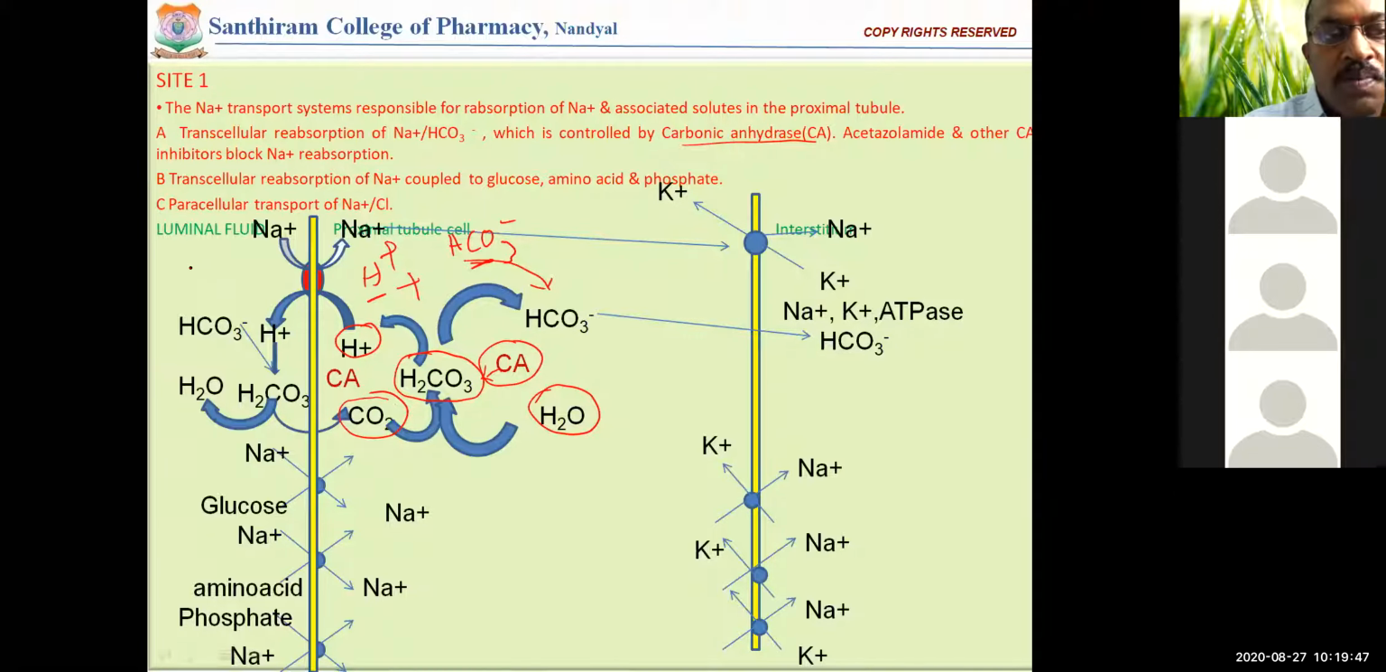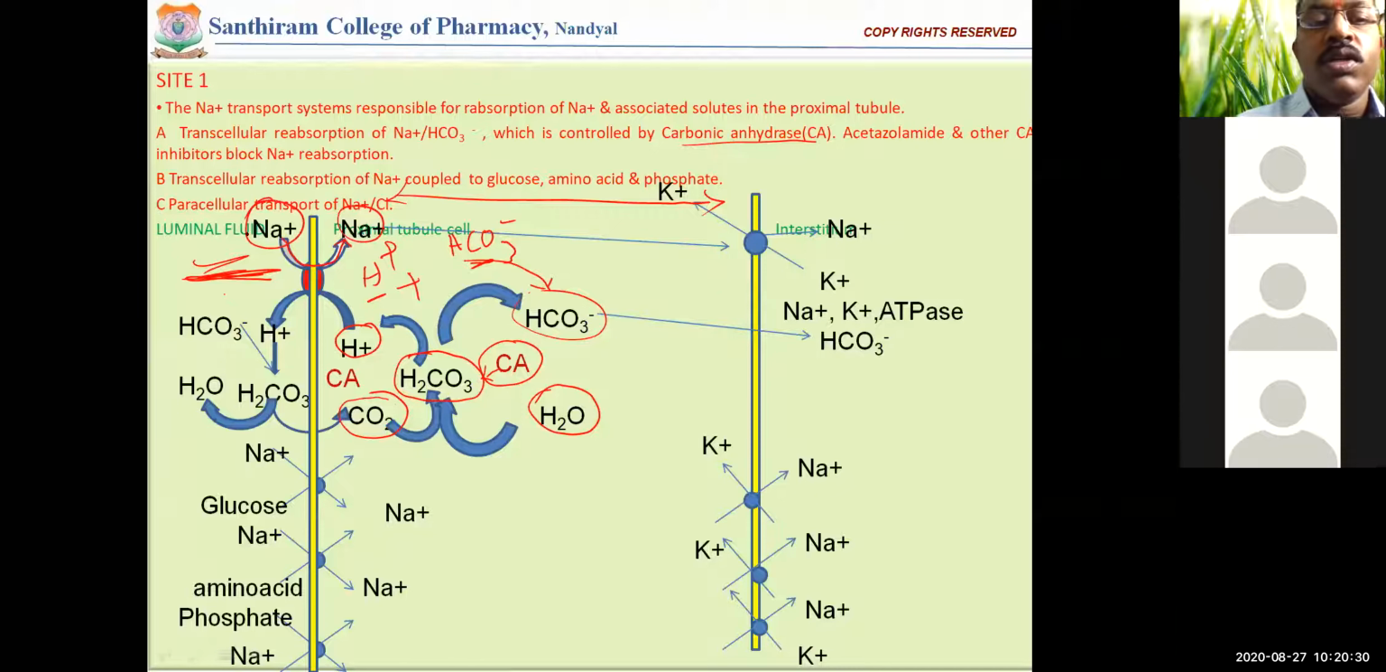So this particular part is the lumen of the nephron, and this particular part is the interstitial cells, the cells which are lining the tubule. The carbonic anhydrase enzyme is present in those cells, and it catalyzes the formation of H+ and HCO3-. The HCO3- stays in the cells, whereas the H+ ions are being excreted into the lumen. At the same time, with the movement of the H+ ion, there is absorption of the Na+ ion.